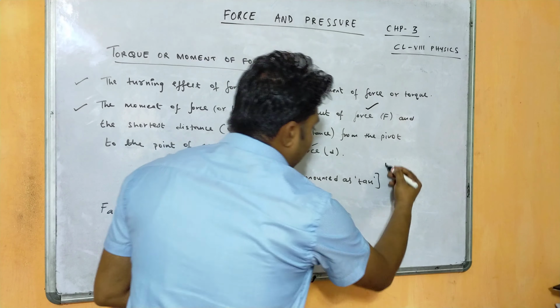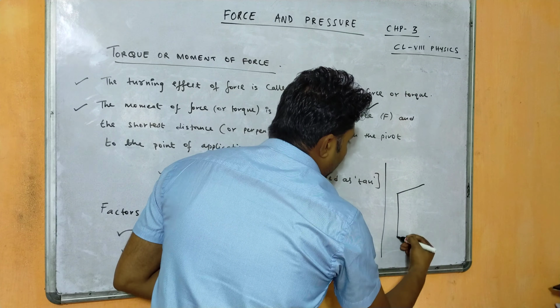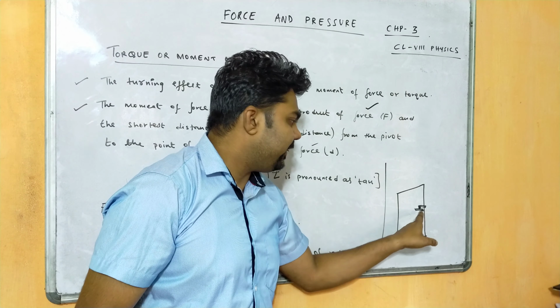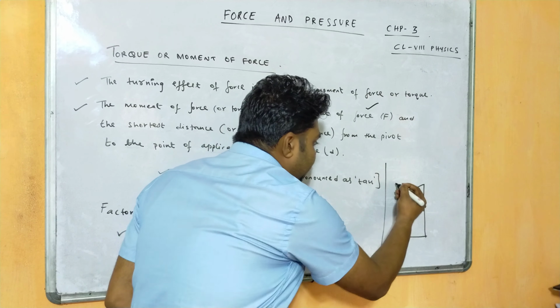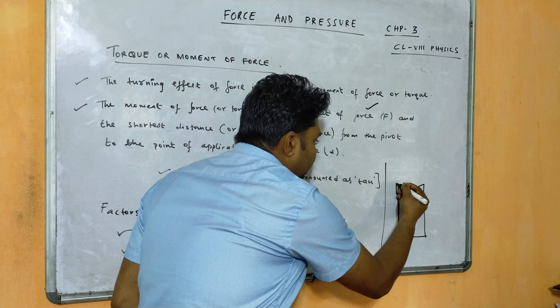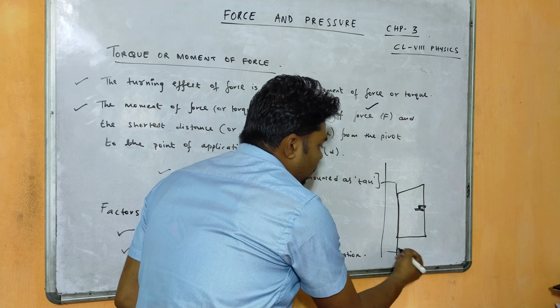So let us see one example. Let us draw one door here. Let us consider this is the door and the knob is connected here. That means you need to open the door by rotating this handle, right? Now this is the hinge, or you can consider this is the wall, right?